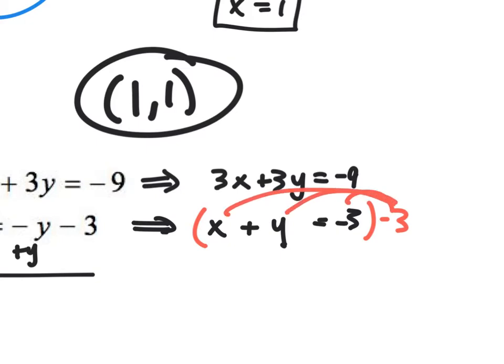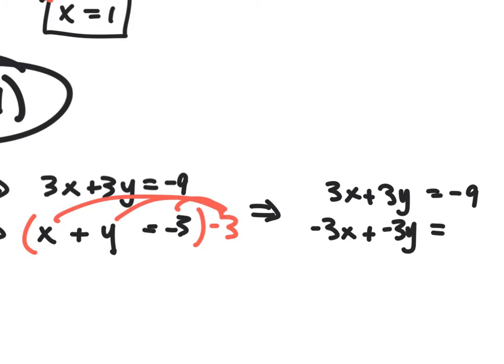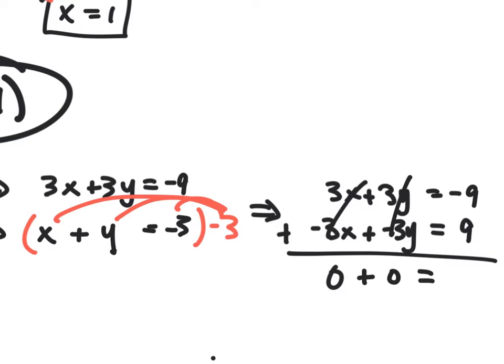So then my next step, let's rewrite all of this. I've got 3x plus 3y is equal to negative 9. I've got negative 3x plus negative 3y, and that's going to be equal to positive 9. Let's add these together. You notice that all these are opposites, and that's a nice thing, because when I take 3x plus negative 3x, that cancels out to 0. When I add 3y plus negative 3y, those also cancel out and give me 0. And then negative 9 plus 9 also gives me 0. So we get 0 is equal to 0.